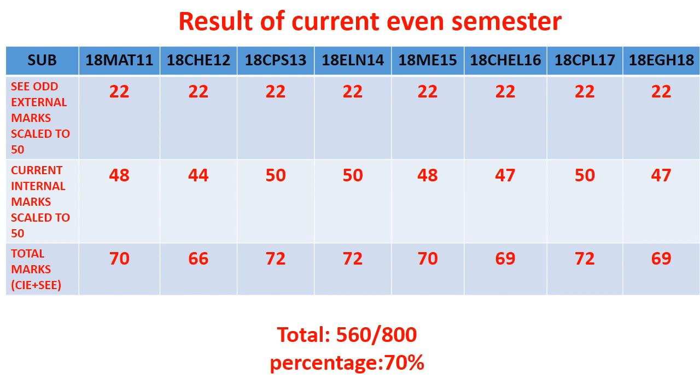If you add these two, we get the total marks, that is, the sum of CI plus the semester end examination of the previous odd semester external marks scaled to 50. So 22 plus 40 becomes 62, 22 plus 44 becomes 66. If you add all this, we get this column. If you add all these marks, we get a total of 560 out of 800, which gives a percentage of 70.